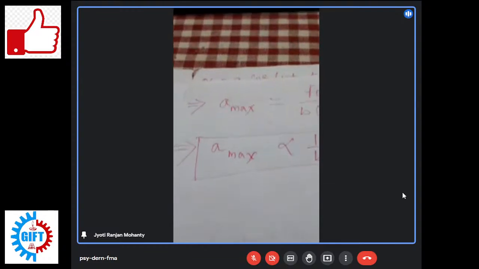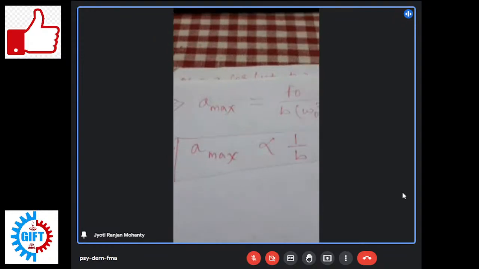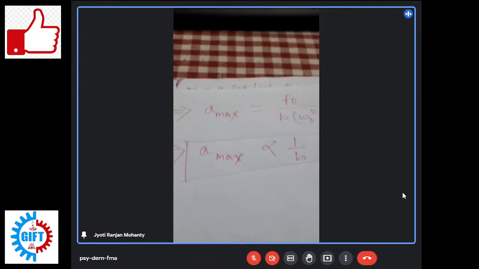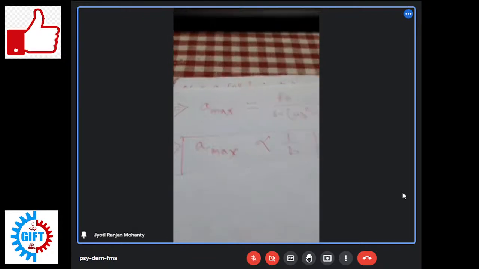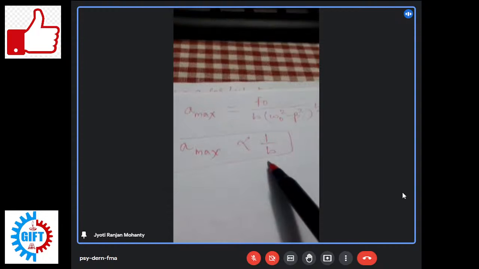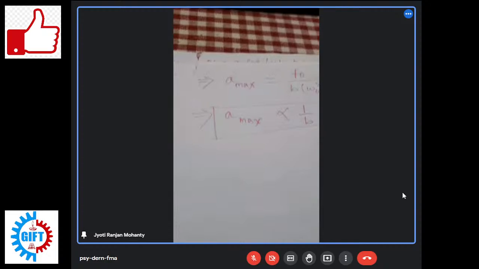If a short question asks how the resonance amplitude varies with the damping coefficient or damping constant, your answer will be: inversely proportional to the damping coefficient or damping constant. Understood?